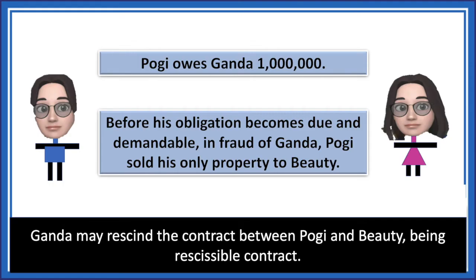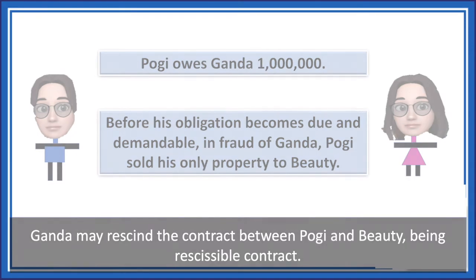And then, if ever meron ding ibang property nga or ibang pambayad, so supposedly, bago pa man mangolekta si Ganda, si Pogi ay nagkaroon ng pera. Yun yung pwedeng habulin ni Ganda. Hindi na yung lupa na binenta niya na fraudulently kay Beauty. Okay? So, that's the third case.